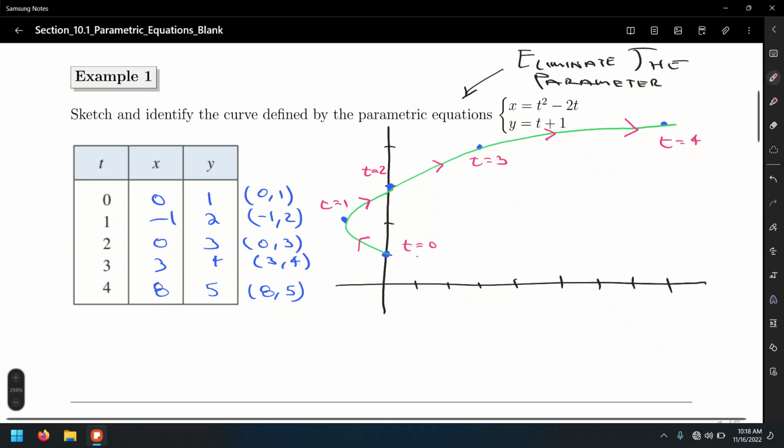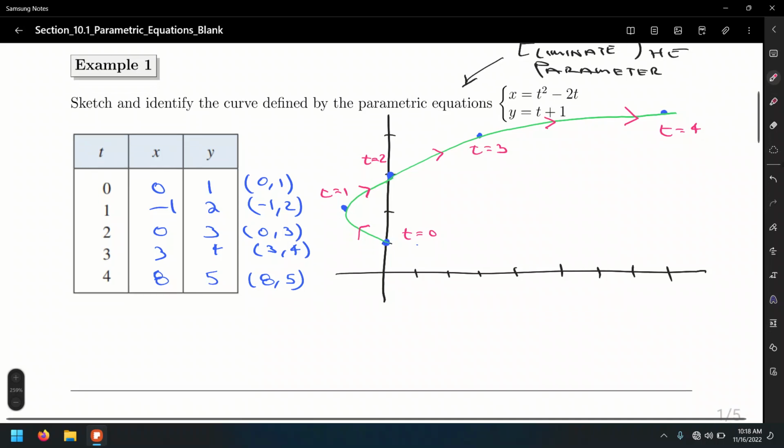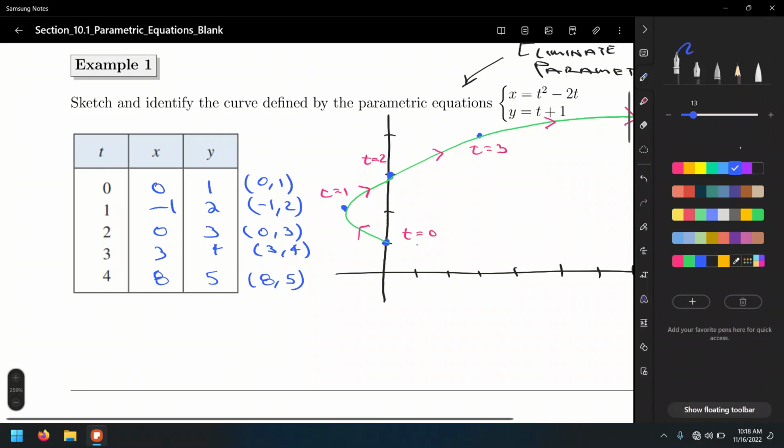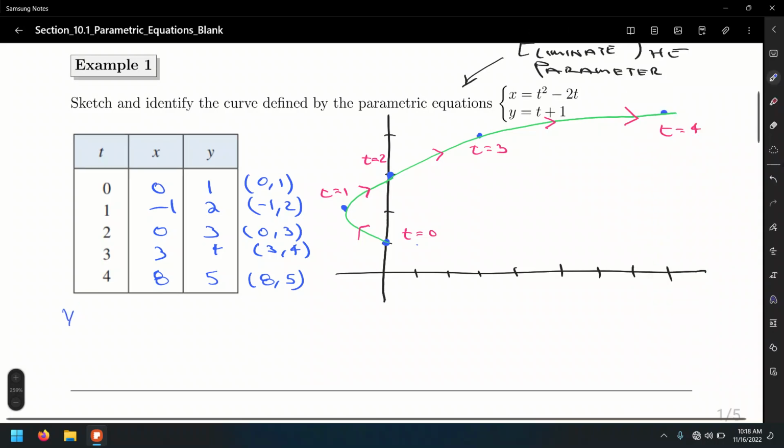Well, they're also asking us to eliminate the parameter, right? In order to eliminate the parameter, go with the easiest equation and solve for t. In this case, the easiest of the equations is the second one, because we can just subtract 1 from both sides to leave the t by itself. That means if y equals t plus 1, that means t equals y minus 1. What are we going to do with this t equals y minus 1? We're going to substitute back in the first equation wherever we see the letter t.